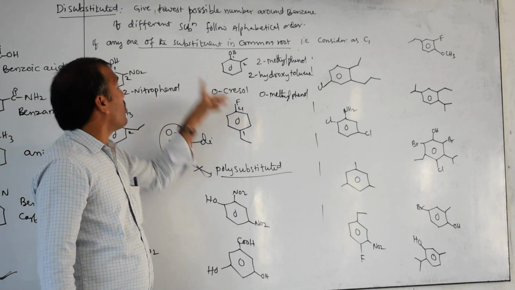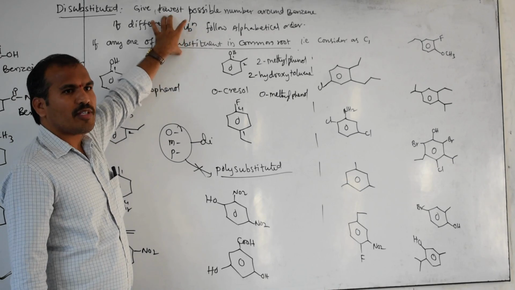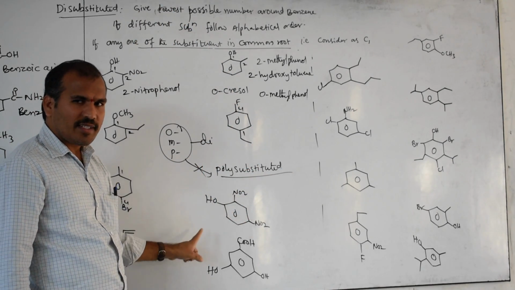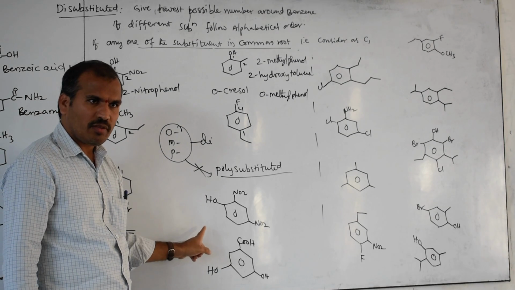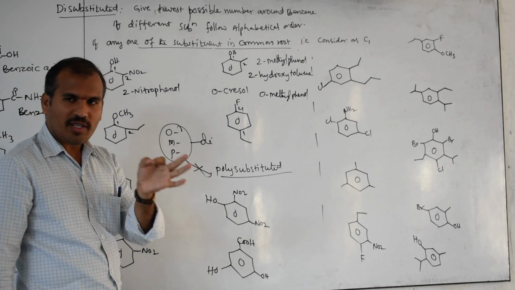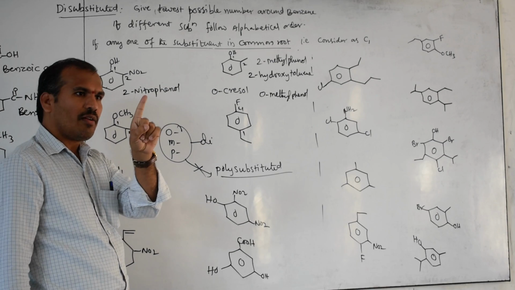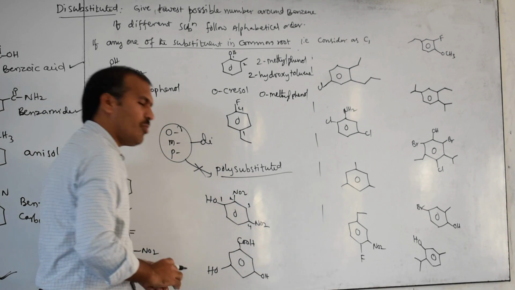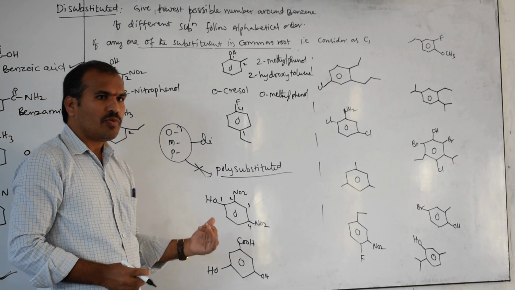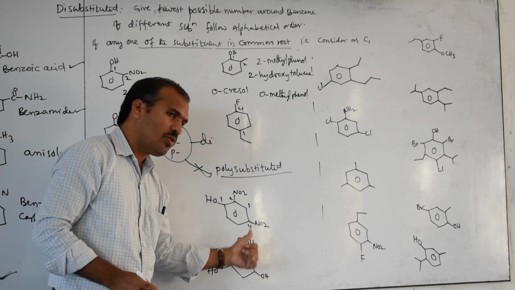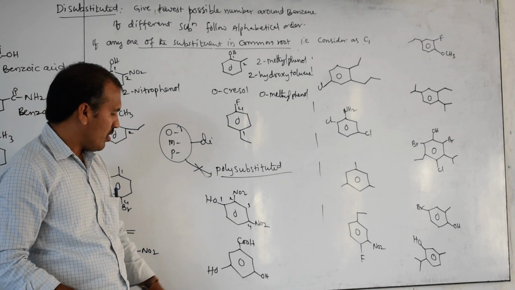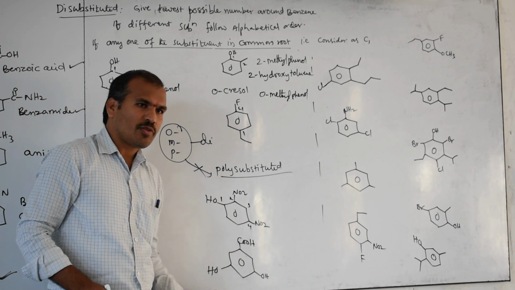Numbering, same rules are applicable. Which is considered the common root? Phenol. If phenol is considered the common root, it gets number 1. Then this is 1, this is 2, this is 3, this is 4. Come on, tell the name. 2,4. Dinitrophenol. 2,4-dinitrophenol.